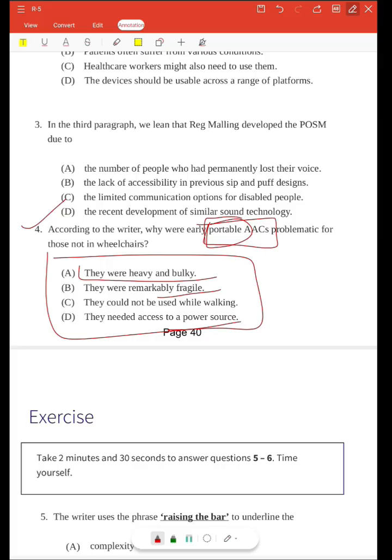Let's see what the paragraph has to say about it. So here they have not given the paragraph number, but we have the keyword. The keyword is portable AAC. The most important keyword is AACs. So we will directly go to the AACs. Okay.